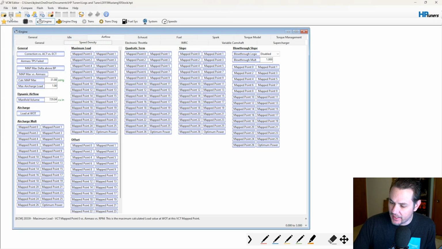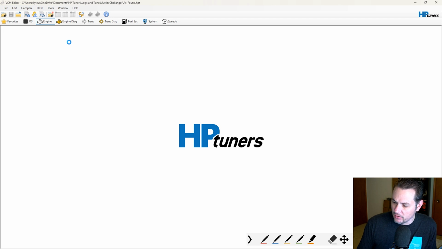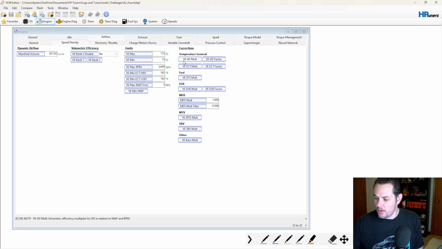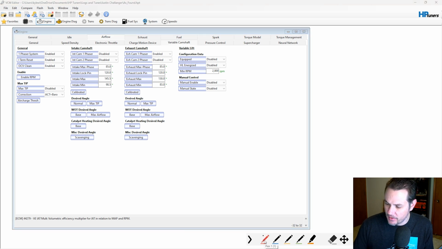Now, if we look at a Dodge, this is a Challenger. We're going to have kind of the same thing going on here. If we go underneath variable camshafts, as you can see, this is a single phaser system, and exhaust camshaft one is our main phaser on there.